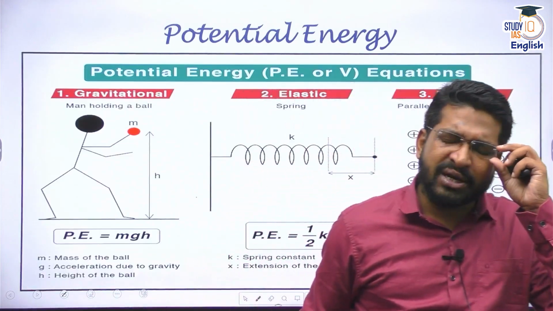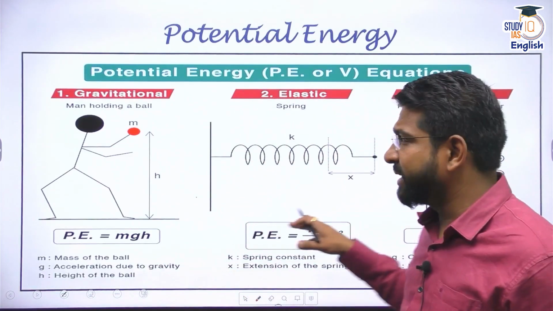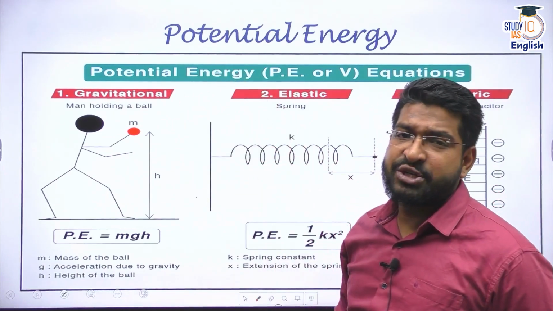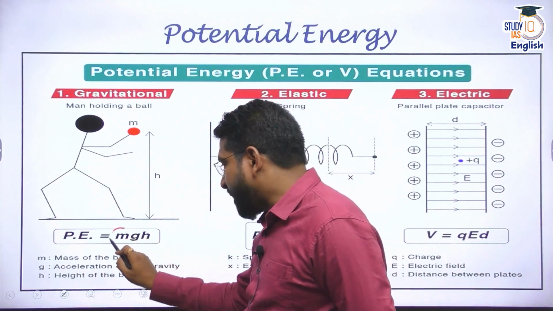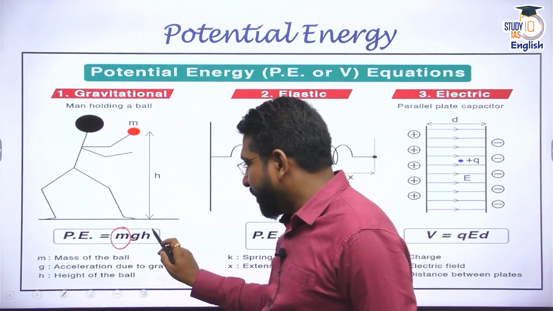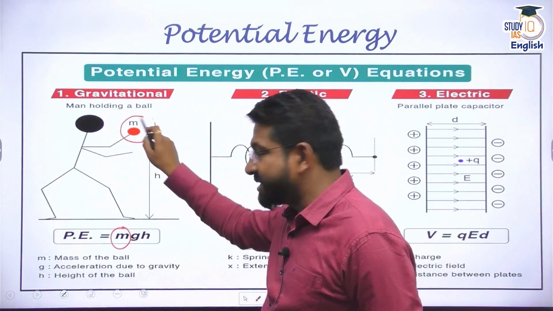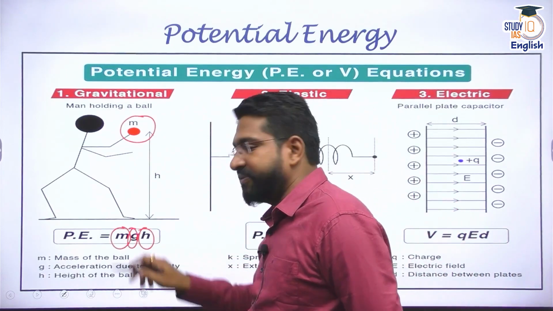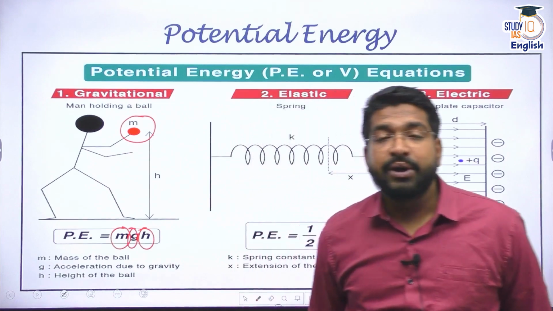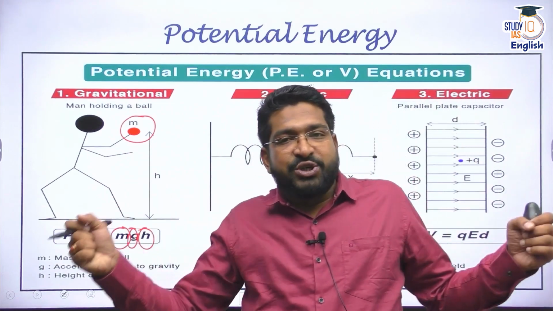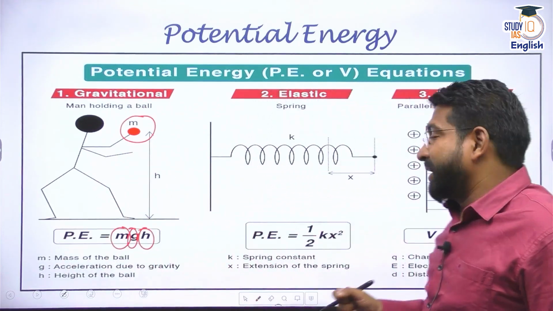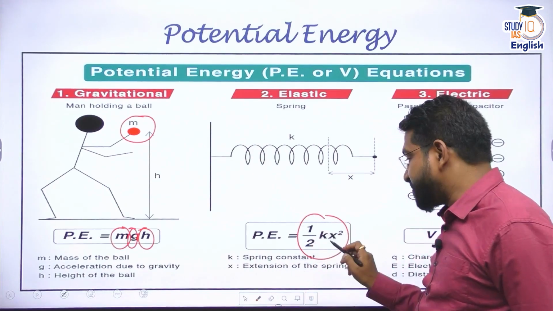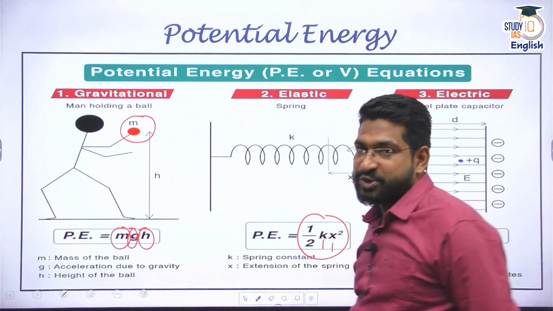We are not going to get into derivation of that as we saw for kinetic energy. But gravitational potential energy is very simple to understand. Gravitational potential energy depends on the mass of the object, the height from which it is falling down, and the acceleration due to gravity. Similarly, if a spring is stretched, what is the potential energy of that spring? The potential energy of a spring is half kx square, where k is the spring constant and x is the extension of the spring.